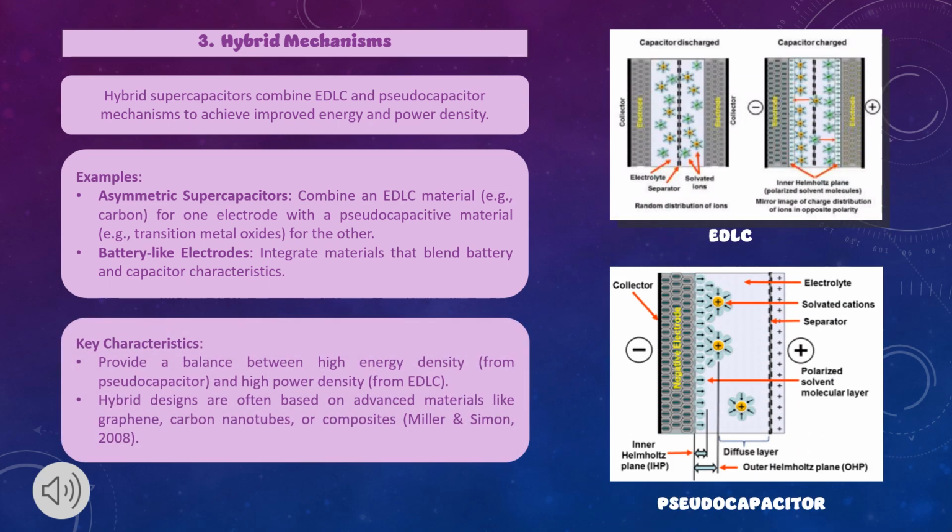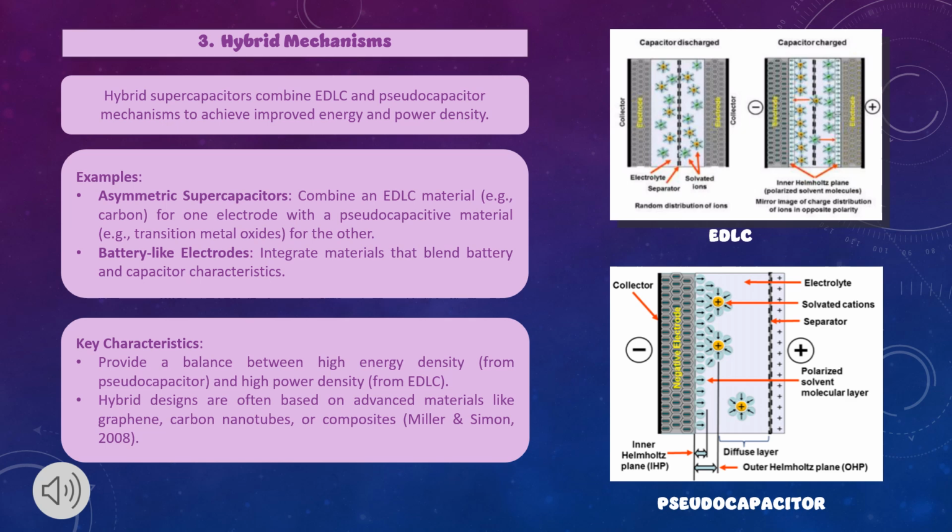The third one is hybrid mechanism. Hybrid supercapacitors combine EDLC and pseudocapacitor mechanisms to achieve improved energy and power density. For example, asymmetric supercapacitors combine an EDLC material, for example carbon, for one electrode with a pseudocapacitive material, for example transition metal oxides, for the other.